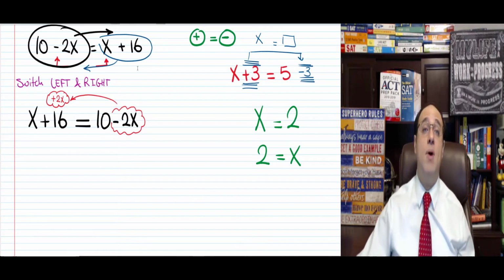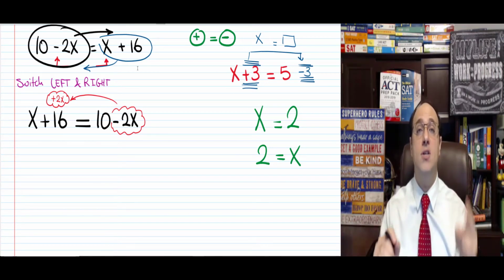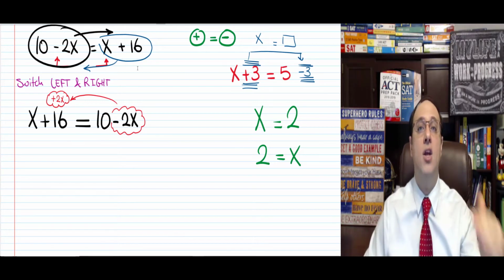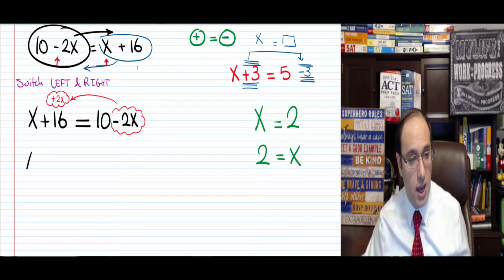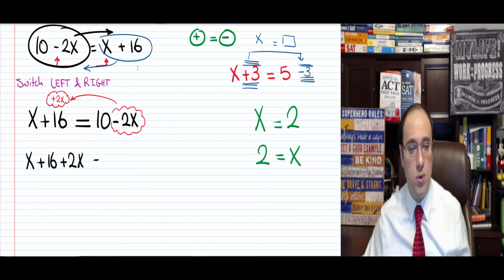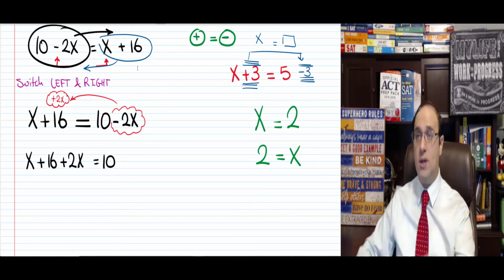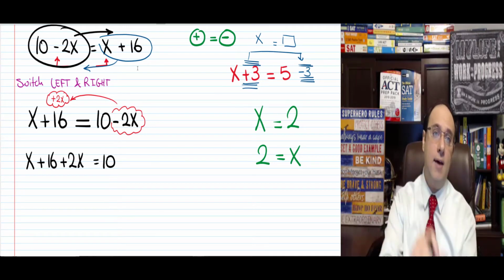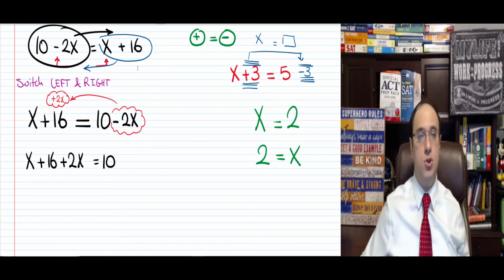Now rewrite. And remember, in math, it's always best to write every step. Don't try to do 2 steps in one line. You'll usually get something wrong. So we rewrite this: x plus 16 plus 2x equals 10. Okay? I got rid of the negative 2x from the right, moved it to the left, changed its sign to plus 2x. Super? Super.